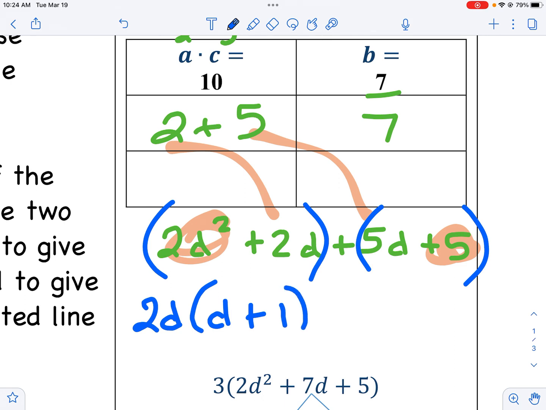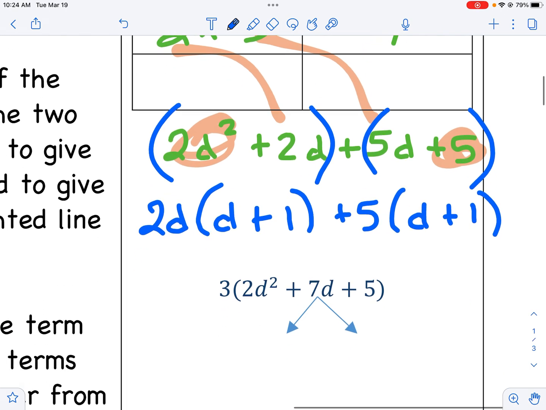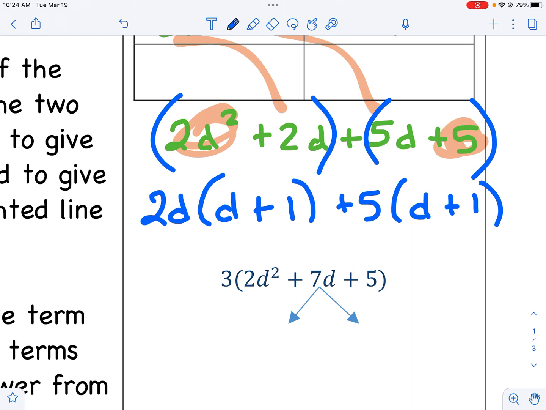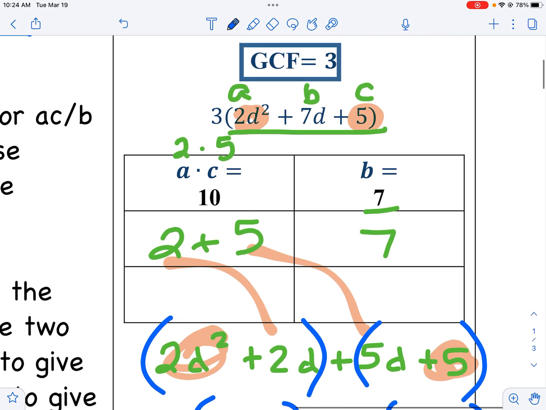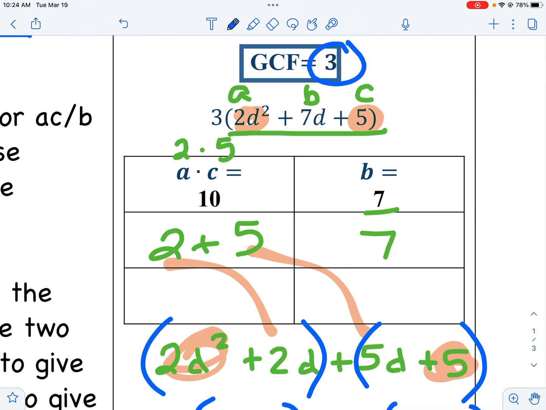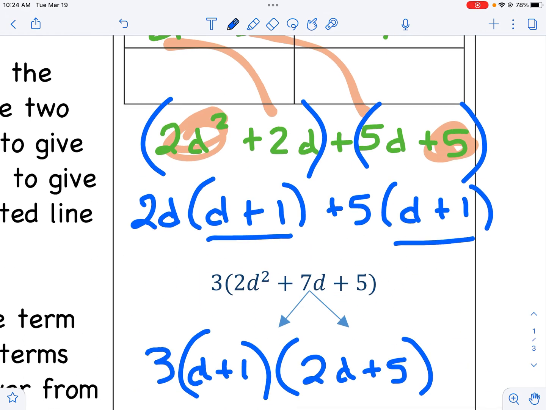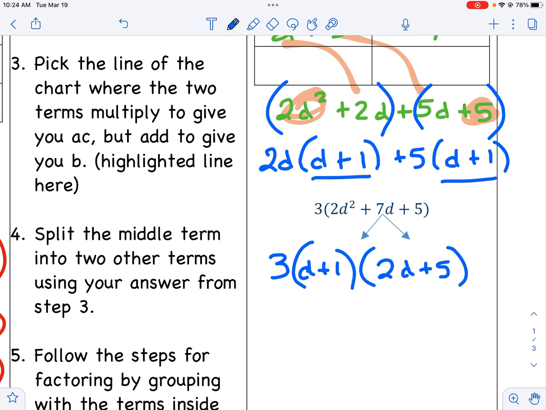What does 5d and 5 have in common? Well, they have a 5 in common, so I have a d plus 1 left. And again, that would now be my thing they have in common. So I have d plus 1, and then the parts that are left are 2d plus 5. And then what did they have for the GCF? It was 3. So we'll stick the 3 out front. And so this is my final answer.